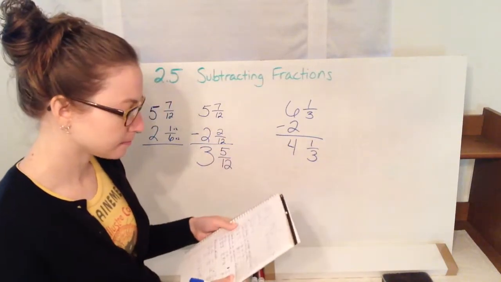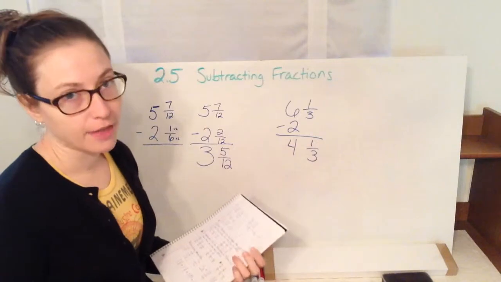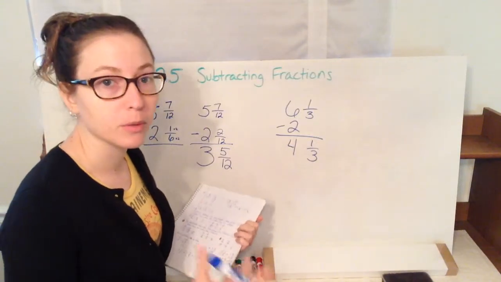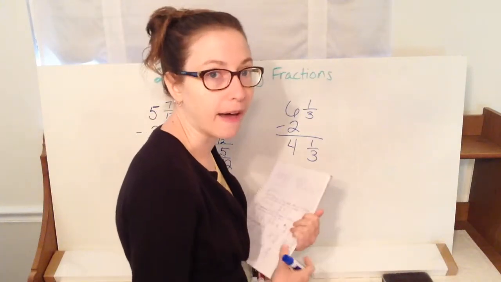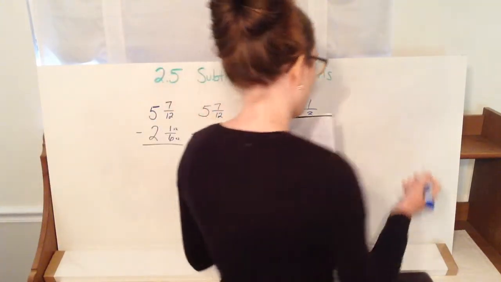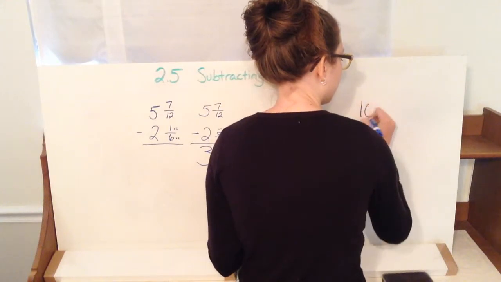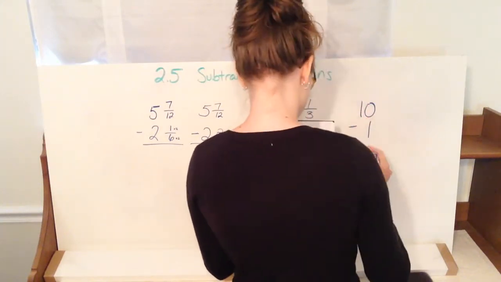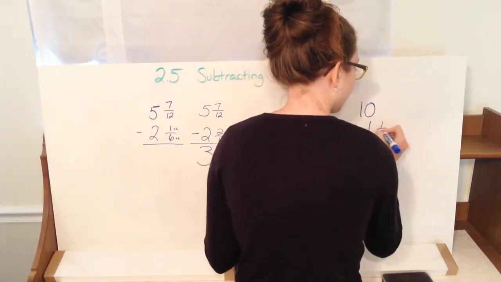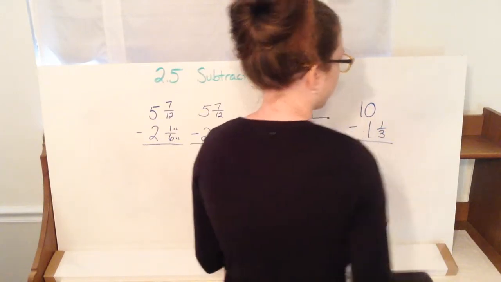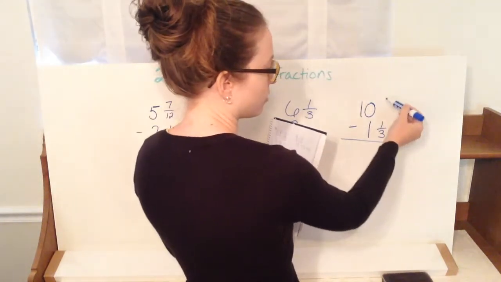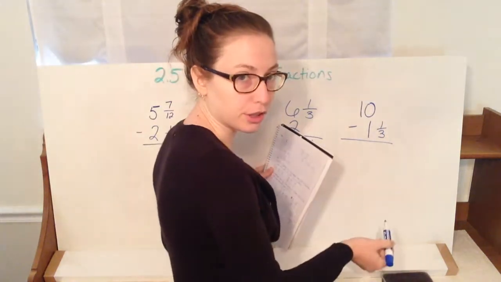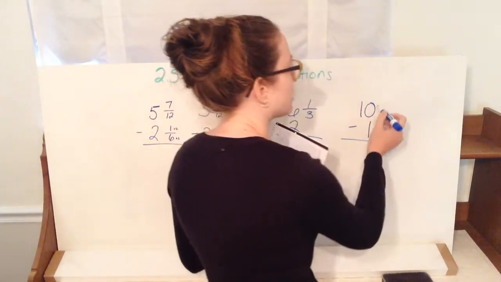Okay. On the opposite end of that, however, is if we have a whole number and we're subtracting a mixed number. Then we'll have to borrow, and I'll show you what that looks like. If we have 10 minus 1 and 1/3. Okay? Now we don't have anything here, so we can't do nothing minus 1/3. So what we need to do is borrow.